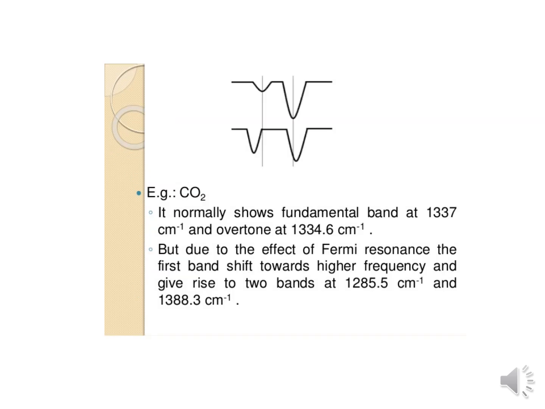For example, we will take carbon dioxide. It normally shows a fundamental band at 1337 centimeter inverse and overtone at 1334.6 centimeter inverse. But due to the effect of Fermi resonance, the first band shifted towards a higher frequency and gives rise to two bands. One is 1285.5 centimeter inverse and the other 1388.3 centimeter inverse.